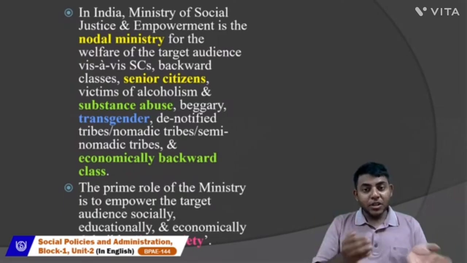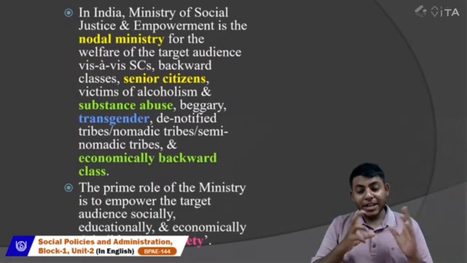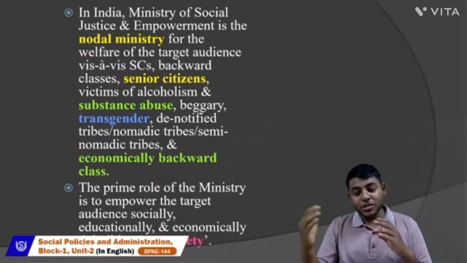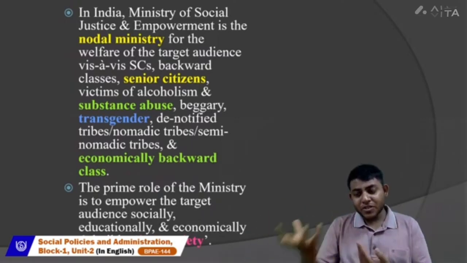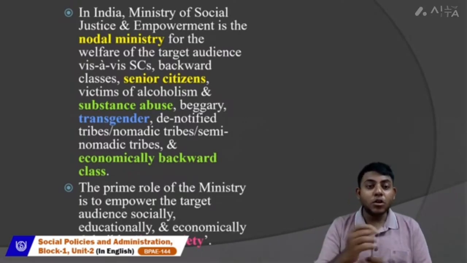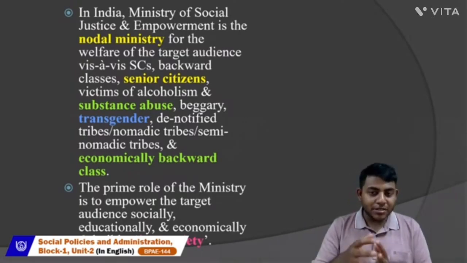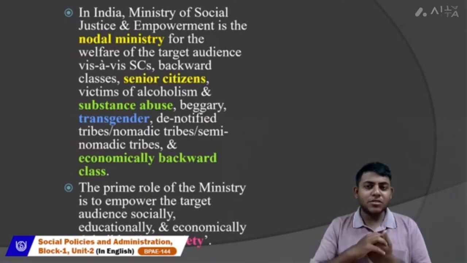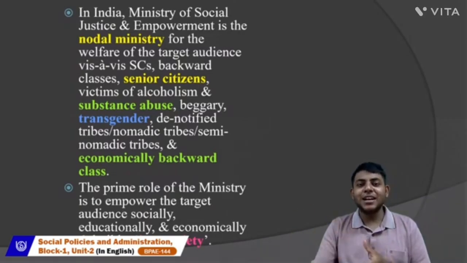Article 330 of the Constitution reserves seats for the scheduled castes and the scheduled tribes in proportion to their population in the Parliament of India, that is the Lok Sabha. Article 332 of the Constitution reserves seats for the scheduled castes and the scheduled tribes in proportion to their population in the state legislative assembly.